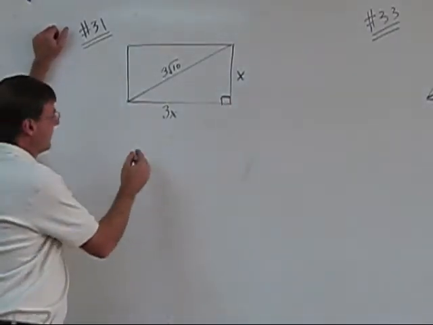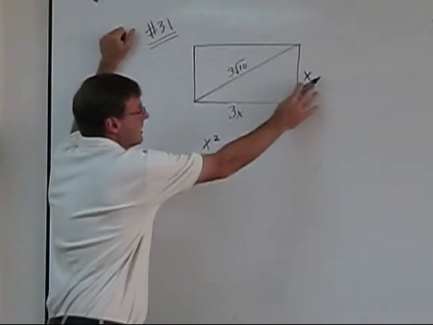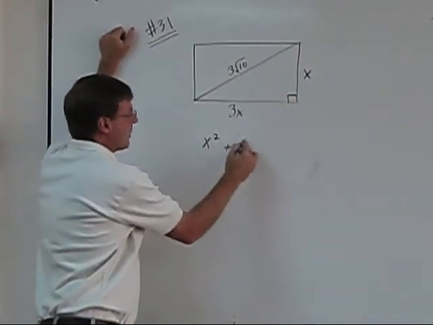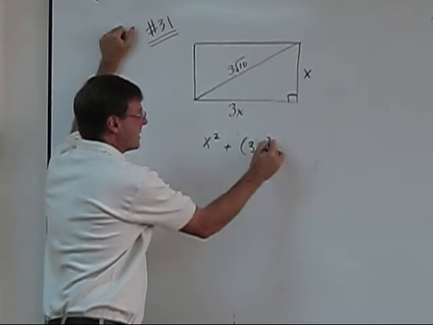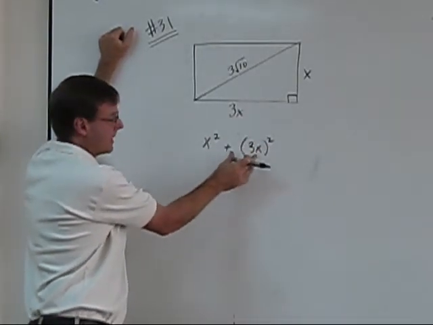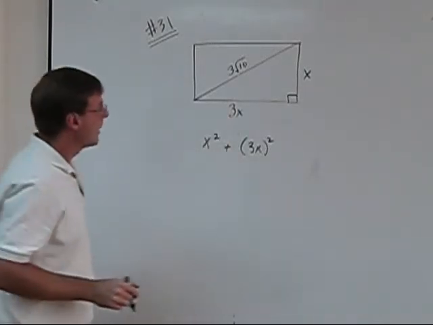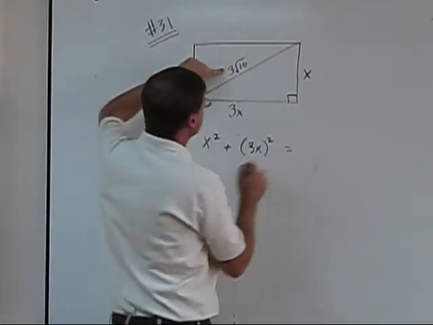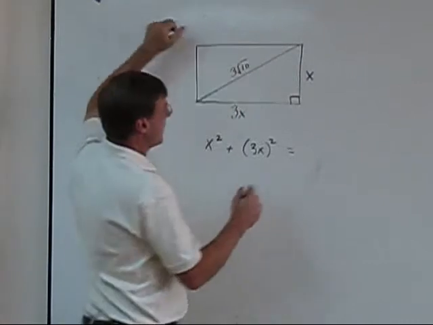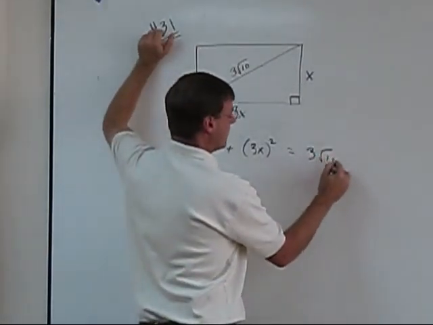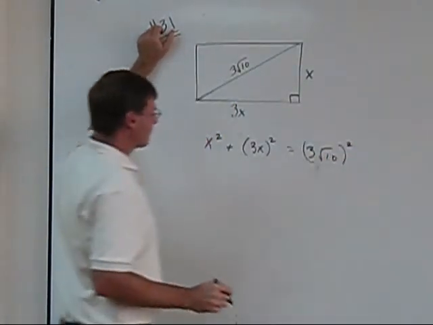So when I do the Pythagorean theorem, I get x squared, that's this squared, plus (3x) squared, that's this whole side squared. I need to write it that way because otherwise I'm not going to include the 3. And then the last side, the hypotenuse squared, (3 root 10) squared.